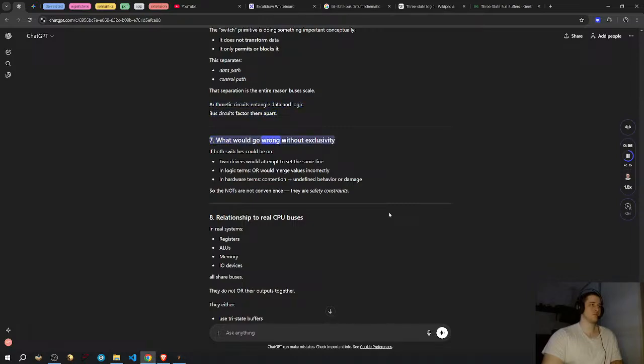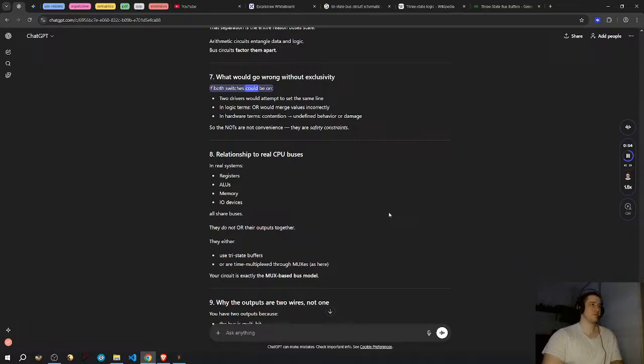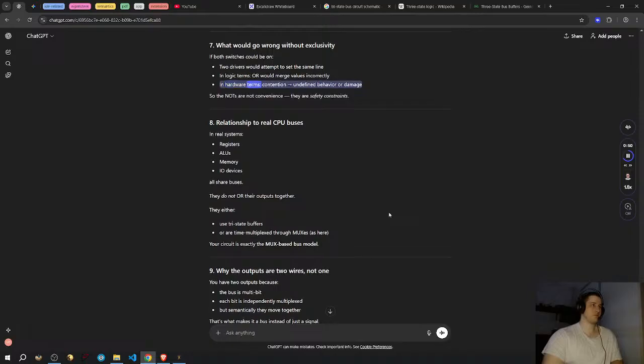7. What would go wrong without exclusivity? If both switches could be on, two drivers would attempt to set the same line. In logic terms, OR would merge values incorrectly. In hardware terms, contention, undefined behavior, or damage. So the NOTs are not convenience, they are safety constraints.